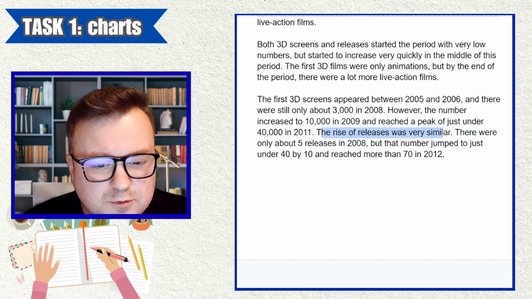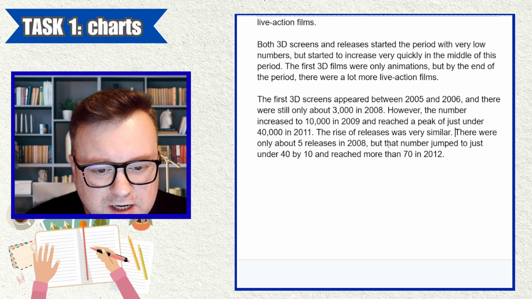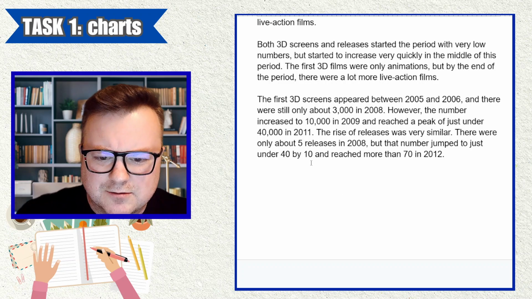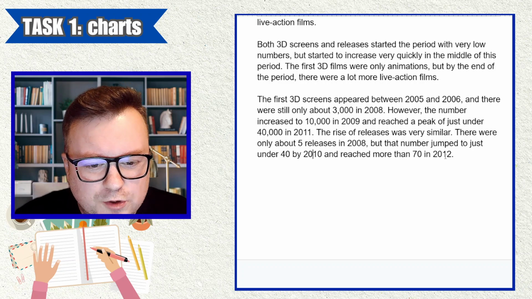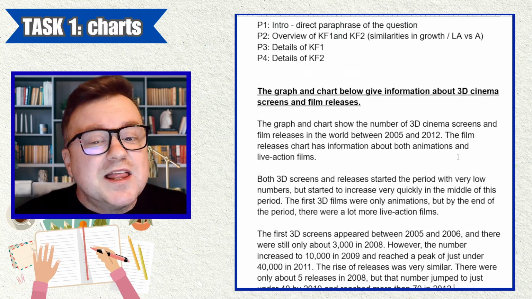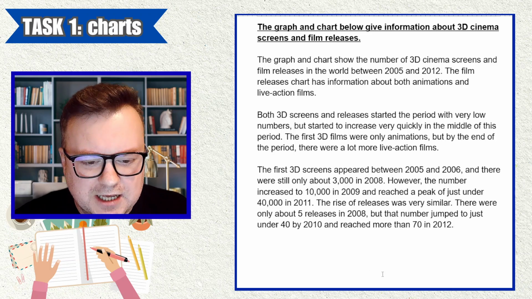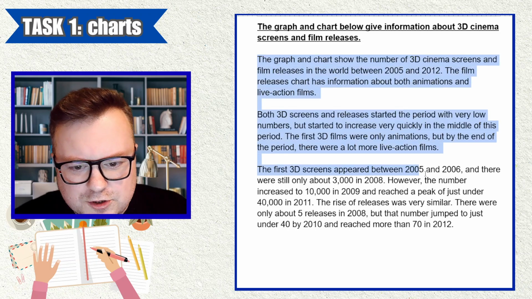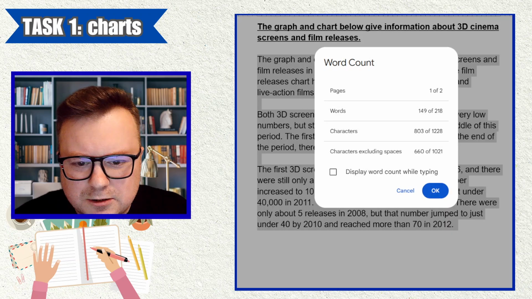The rise of releases was very similar. I'm showing the comparison here. There were only about 5 releases in 2008, but that number jumped to just under 40 by 2010, and reached more than 70 in 2012. So the relaying of information is a little bit mechanical, but like I say, I'm only aiming for that band 7. So how many words do we have here? I would guess this is about 100 words already. 110 maybe?